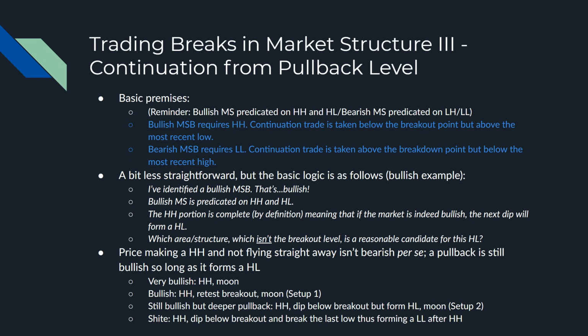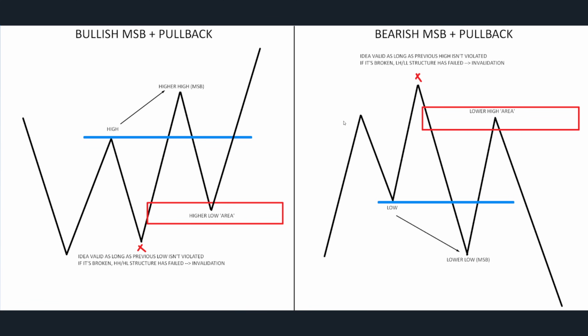And then the shite option, the one which invalidates this, is a higher high, dip below the breakout, and then a lower low. And again, for bullishness, we need higher highs and higher lows. So this is not allowed because it breaks the pattern and is no longer bullish. So here's the diagram version of that.